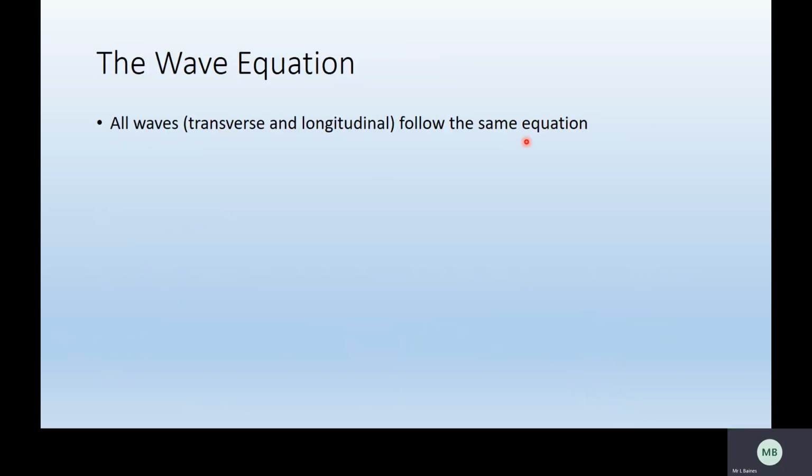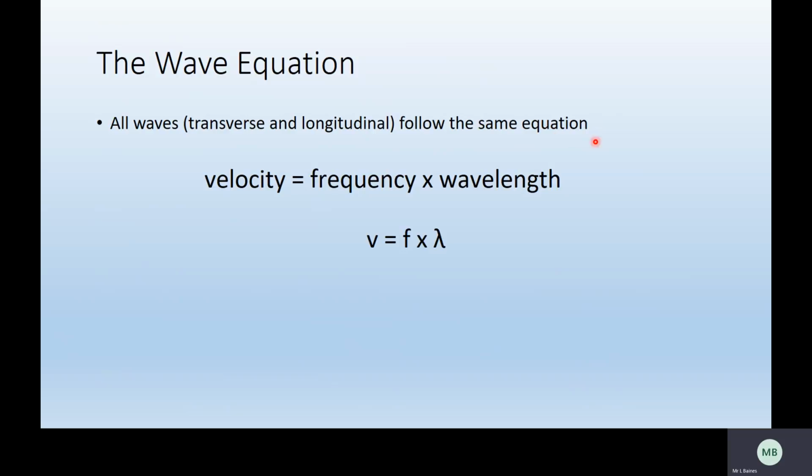Final new piece of information today, and we're going to do quite a lot of practice on this from this point on. We're going to look at this idea of the wave equation. All waves, doesn't matter whether they're transverse or longitudinal, follow the same equation. This is a very simple formula. I can absolutely guarantee this formula will be on your GCSE. It's such a common question. It will be on your GCSE at some point. So we have this formula: velocity equals frequency times wavelength.